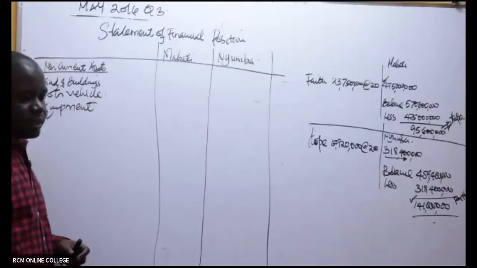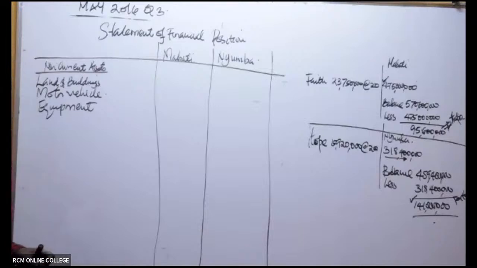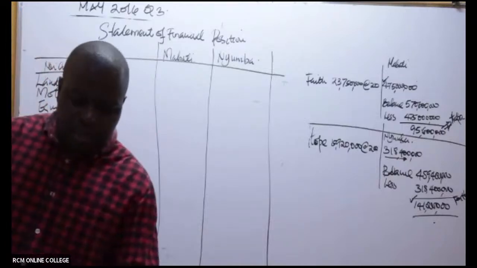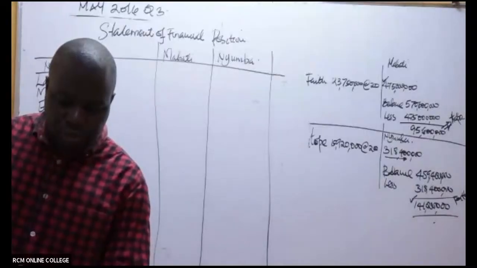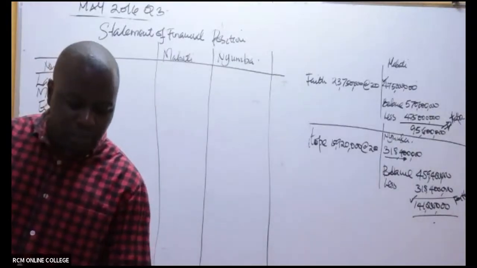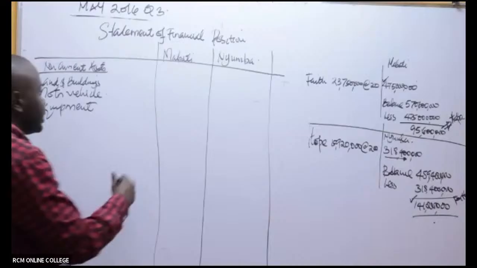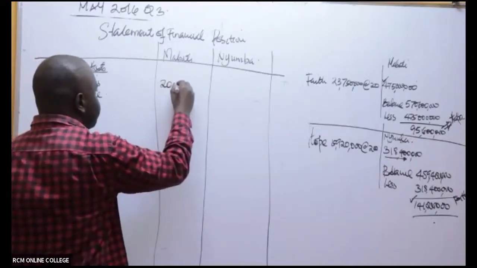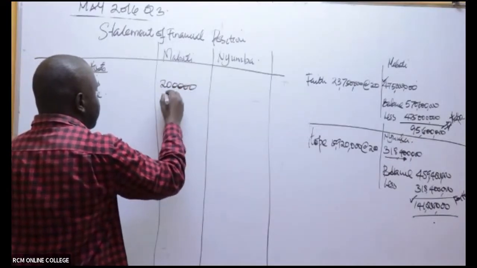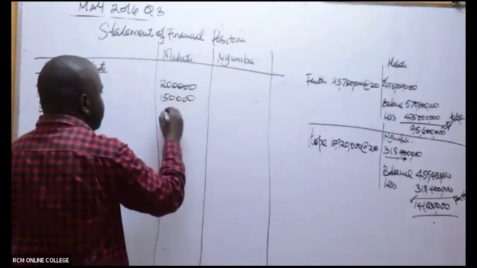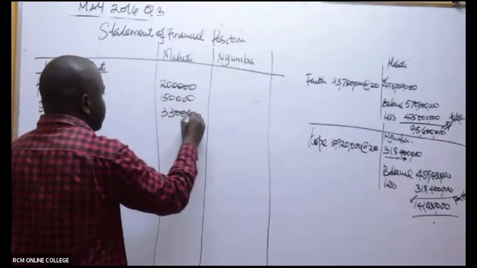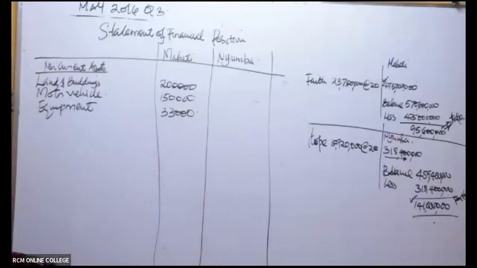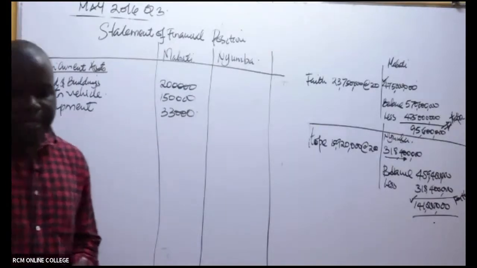So the land and buildings, which was taken over, is 200 million. Yes, 200 million, 150, then 33 million. But of course, in this case, there was also what you are calling what? Goodwill. There was actually goodwill.